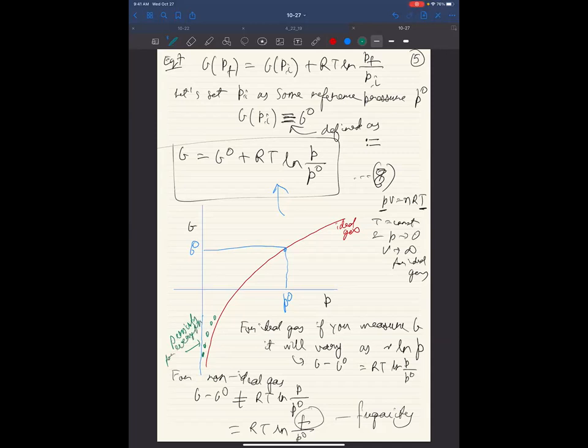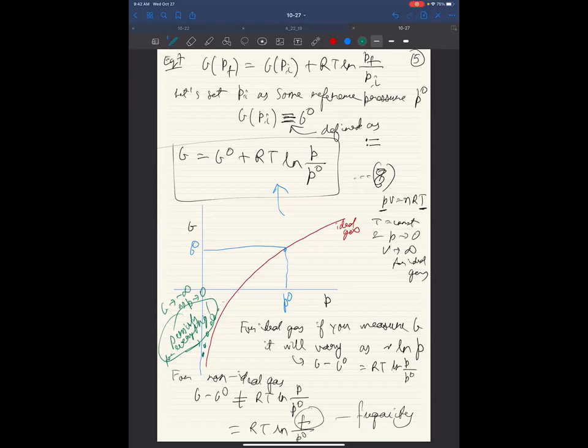So this thing persists for everything. And I cannot emphasize how important that is, that G tends to minus infinity as P tends to zero is very, very universal. It will happen for any material. If you're looking at the free energy curve and they have some behavior where G is not going to minus infinity as P tends to zero, they have probably made a mistake. Because as P tends to zero, everything becomes more and more ideal. So this is going to happen.